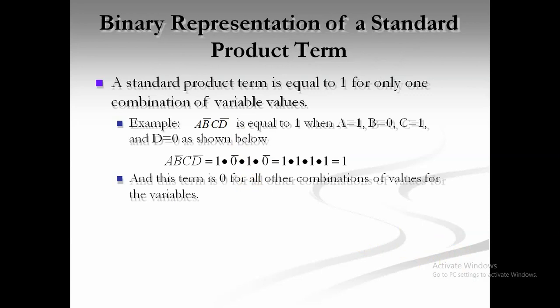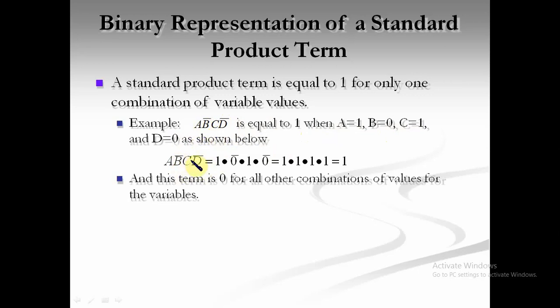Next, binary representation of standard product terms. A product term is equal to 1 for only one combination of variables. Here we take an example: A B bar C D bar is equal to 1 when A equals 1, B equals 0, C equals 1 and D equals 0. B bar is identified as 0. Wherever a variable has a bar, we consider 0. Without a bar, we take the value 1.